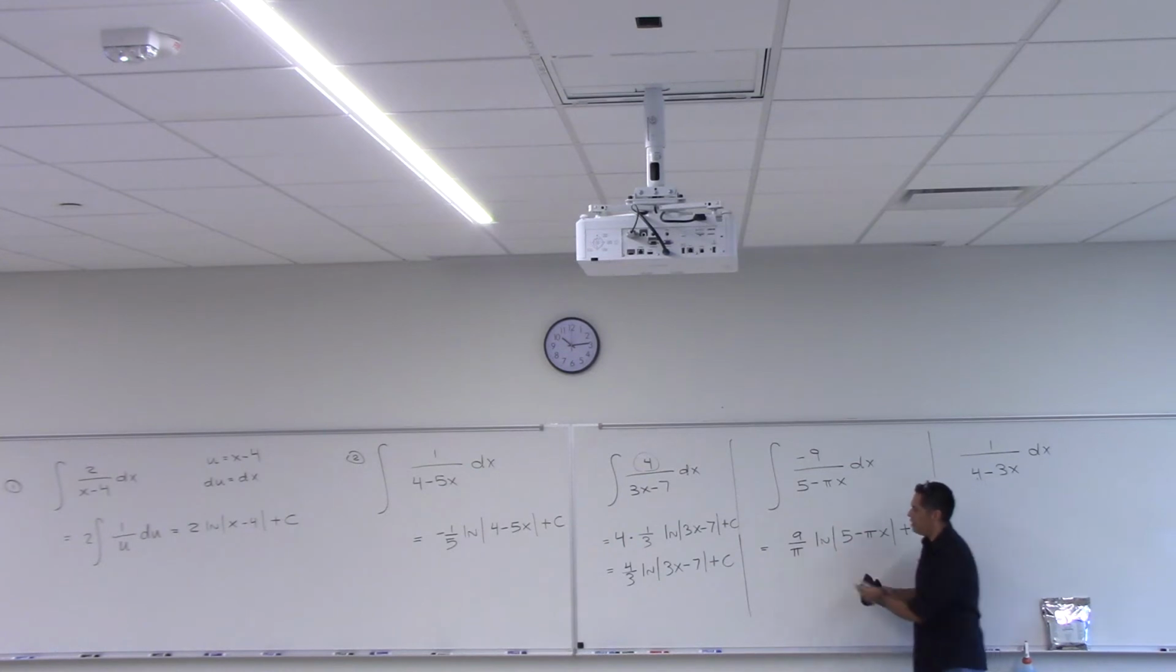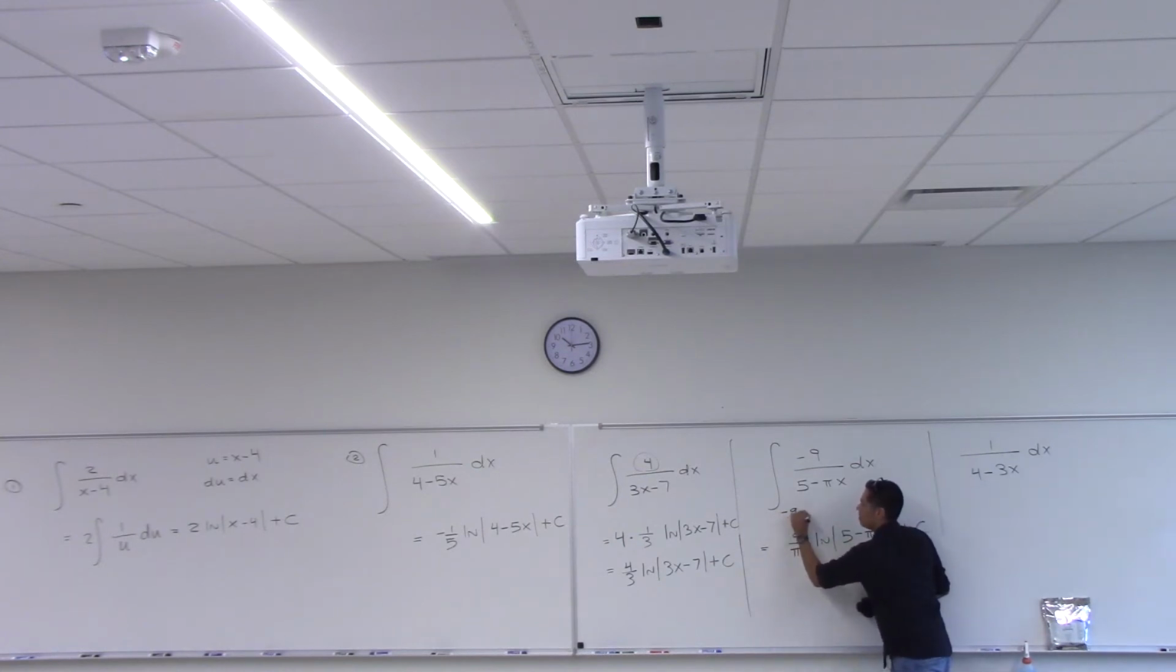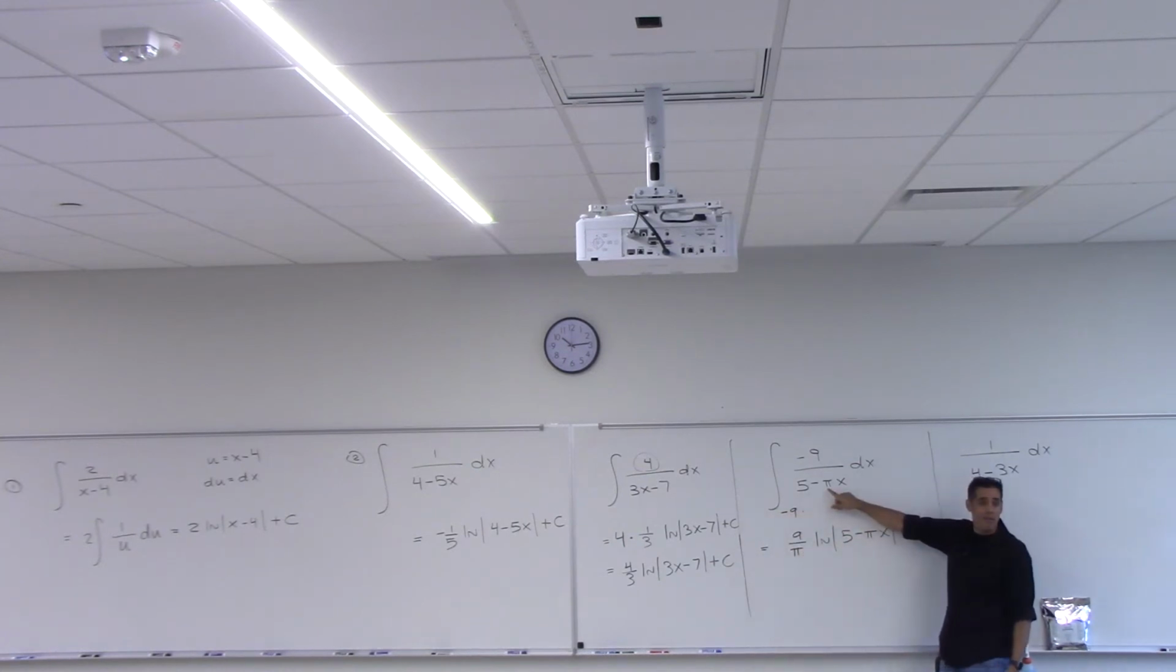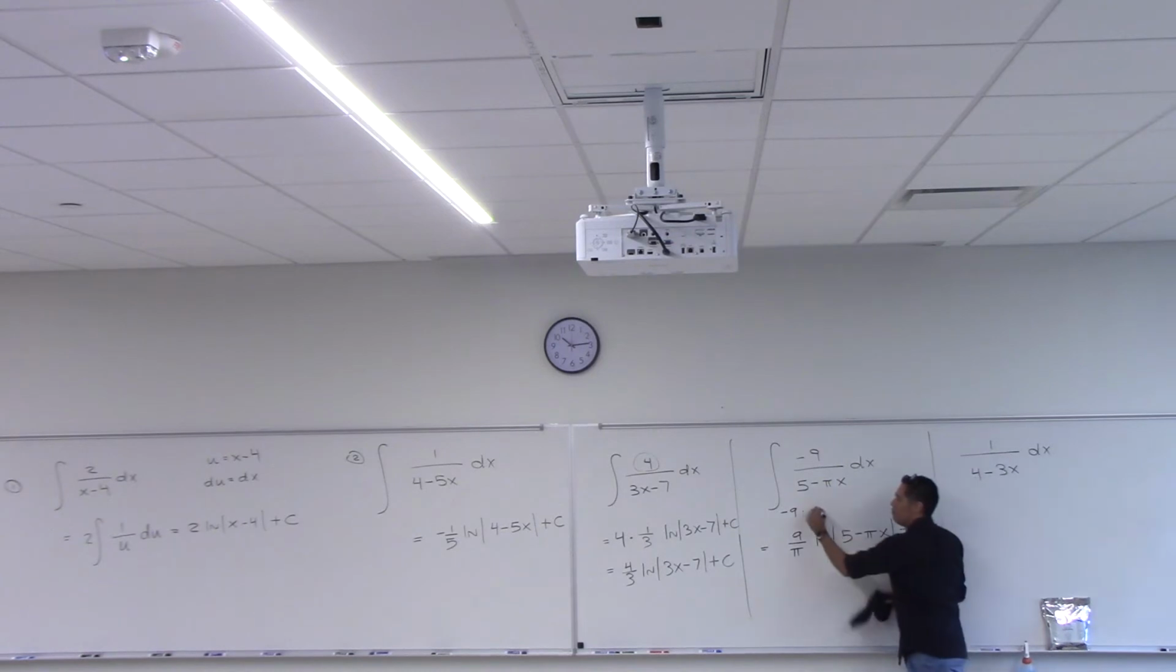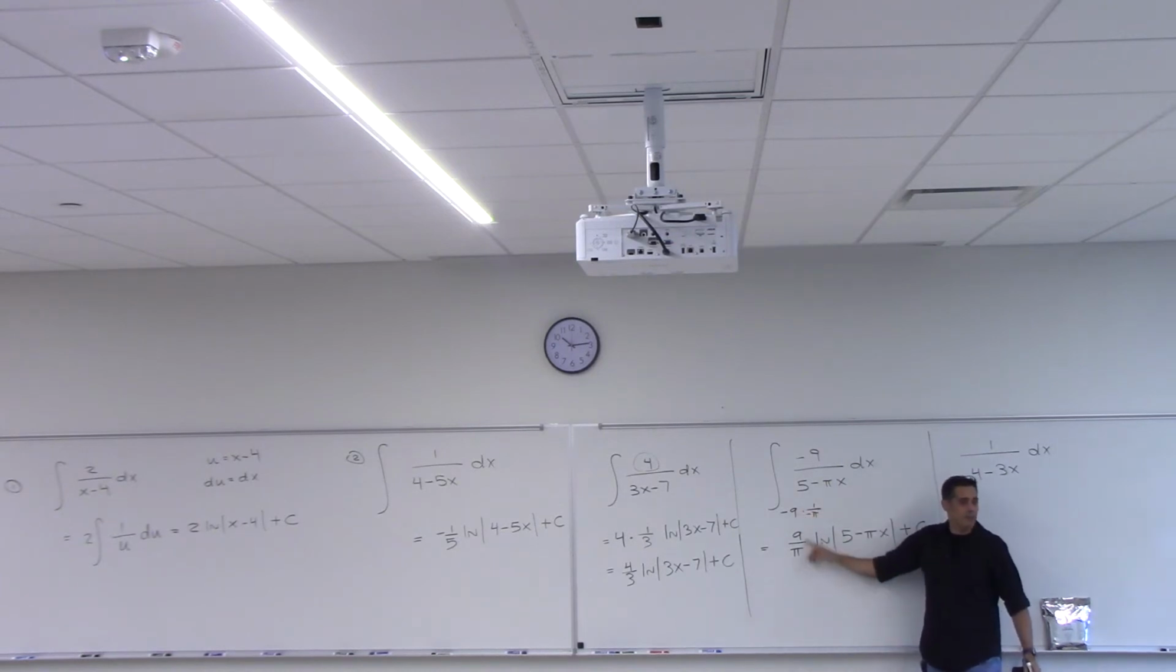So that was a negative 9 times. Now we had to scale out by 1 over, but this is a negative, right? When you take the derivative of this, you get negative pi. So you have to scale by 1 over negative pi, and that's why negative over negative would give us positive here. Understand? Last one?